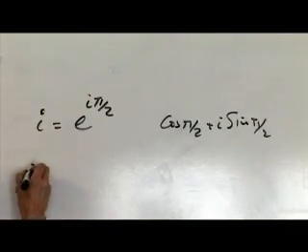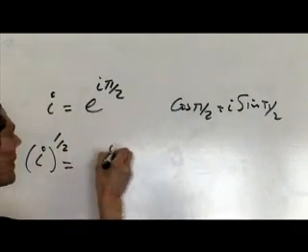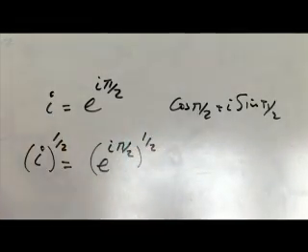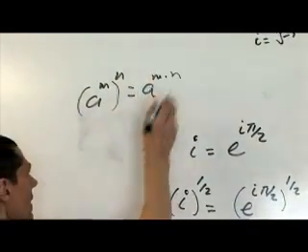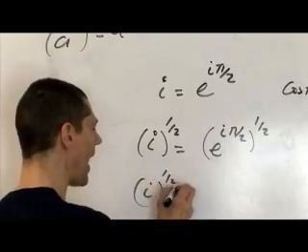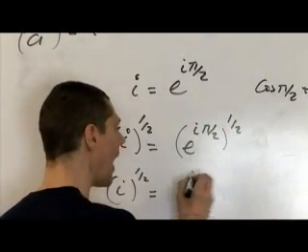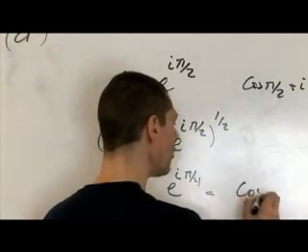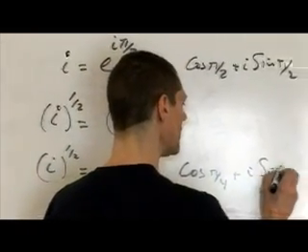Doesn't that mean that i to the 1/2 is equal to e to the i pi over 2, to the 1/2? Well, we know that a to the m, to the n, is a to the m times n. That means that i to the 1/2 is equal to this times 1/2 inside here. This is going to be e to the i pi over 4. This is going to be cosine pi over 4 plus i sine pi over 4.